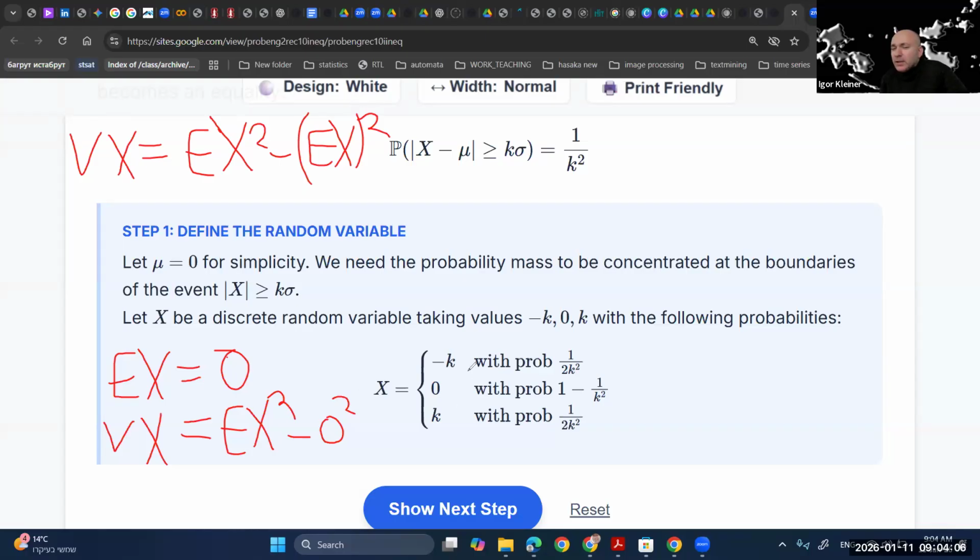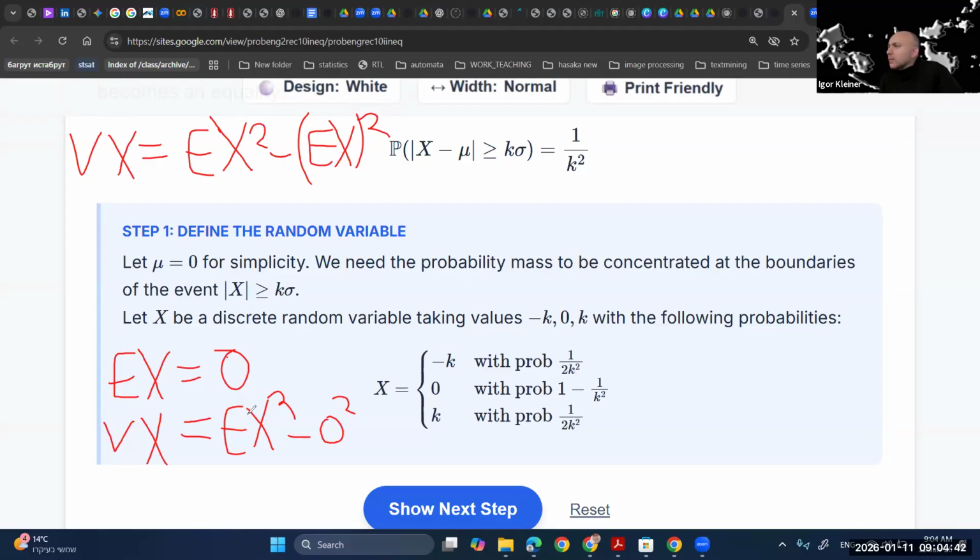Yes, this random variable is symmetric. You can find its expected value by definition: minus k times this probability, plus 0 times this probability, plus k times this probability, and it equals 0. But we also specifically need the variance to not be 0, right? We need the expectation to be 0, but the variance can't be 0. It can be 0 only for a constant random variable. If x equals 5 with probability 1, the variance is 0.